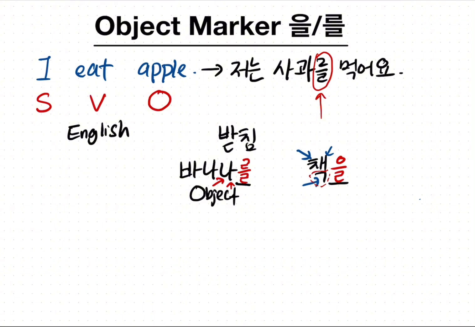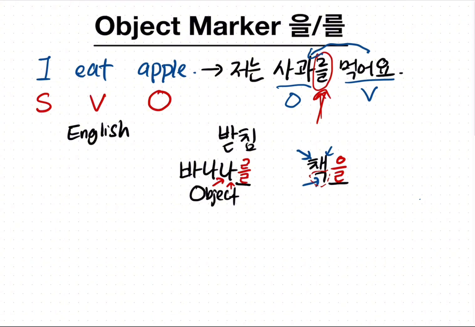Okay? So in short, this is our verb. This is our object. All the time, always, before the verb, we have the object. And on the object, we have the object marker. Okay?